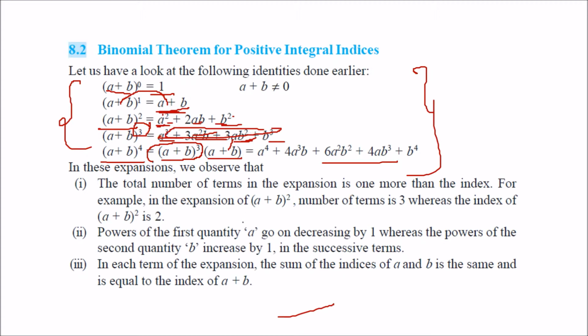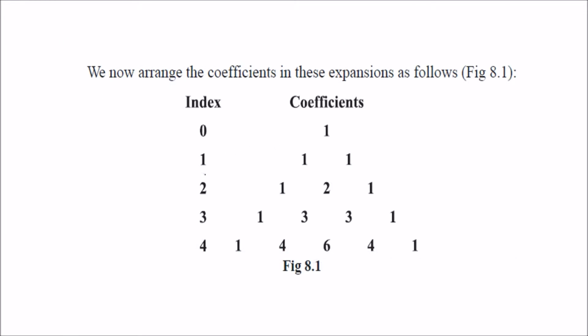Then the sum of the indices of a and b is the same. For example, take a to the power 4; b is not there, so take it as b to the power 0. 4 plus 0 is 4. So everywhere the power will be 4. Take a to the power 1 b cube. So 1 plus 3 is what? 4. So it will be 4 every time. So we observe an arrangement or a pattern like this.